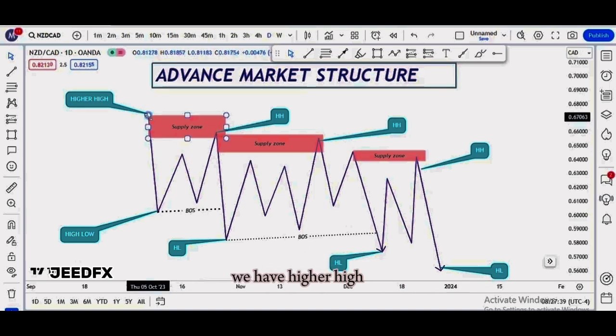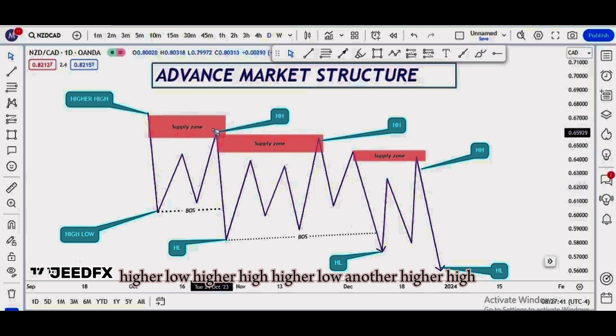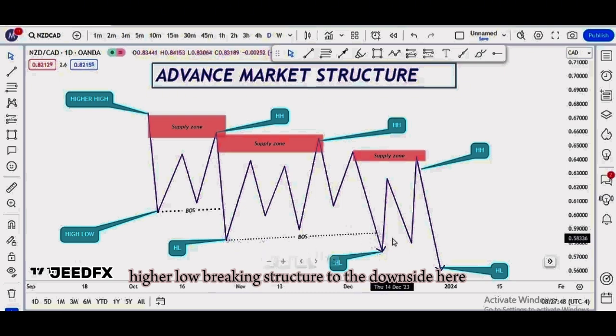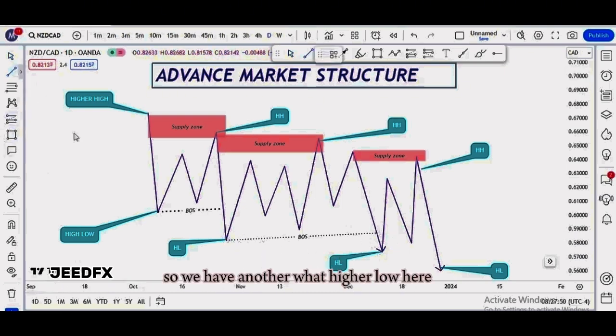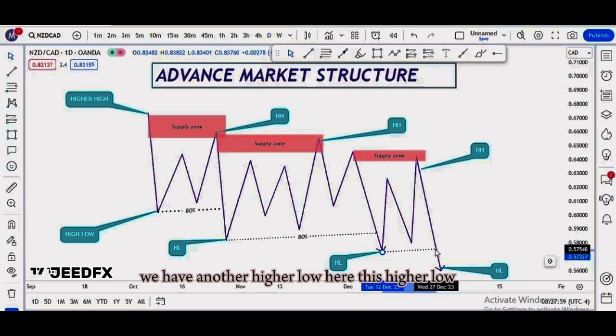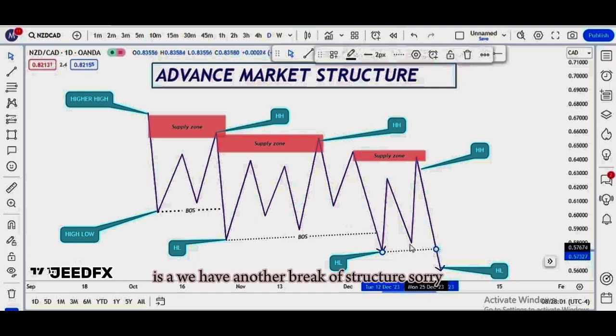We have higher high, higher low, higher high, higher low, another higher high, higher low, breaking structure to the downside here. So we have another what? Higher low here. We have another higher low here. You can see we have another higher low here. This is a higher low. We have another break of structure. Sorry, this is another break of structure here.